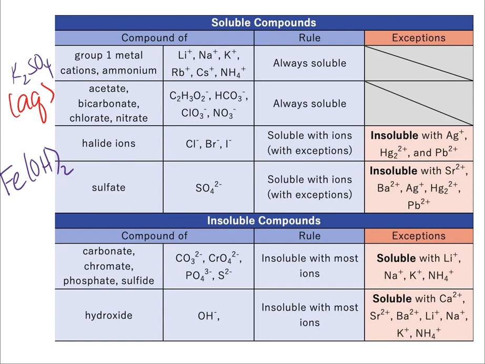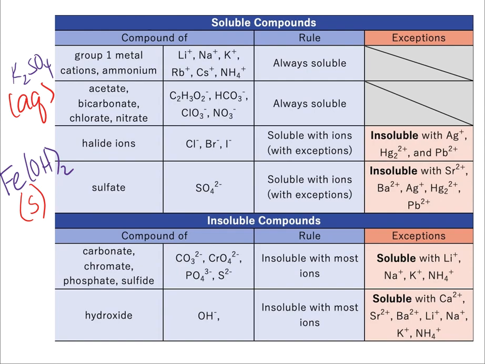So when we locate hydroxide, it's at the very bottom of this chart. Hydroxide compounds are typically insoluble, but again, you want to look at the exceptions. The exceptions include calcium, strontium, barium, lithium, sodium, potassium, and ammonium. Iron is not one of those exceptions. So what that means is that this is going to be an insoluble compound, so it will not dissolve in water, so it will remain as a solid. And so we can look at this chart, look at what ions we have, and then look at whether or not that represents a soluble or an insoluble compound.